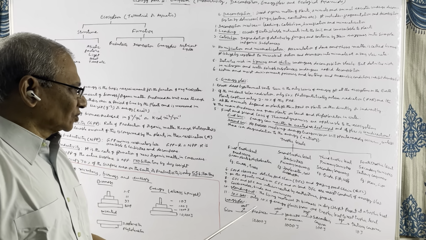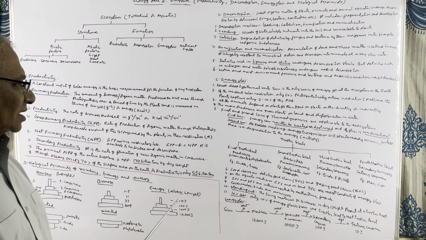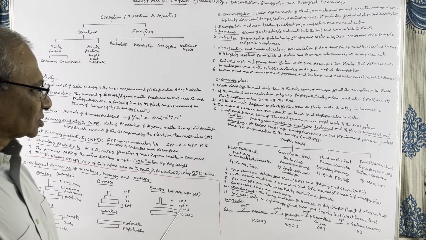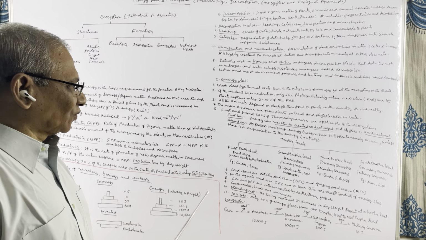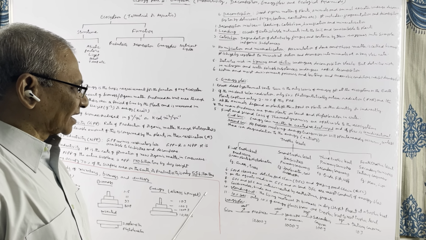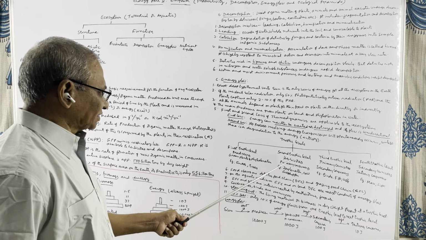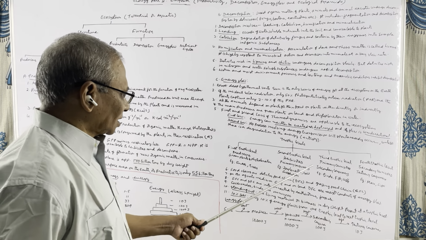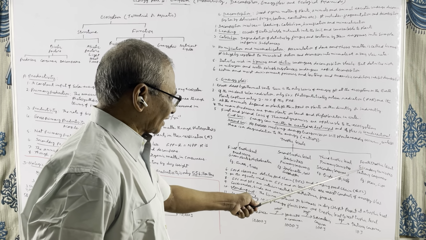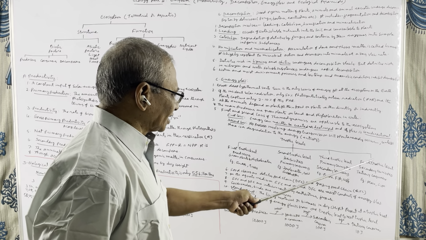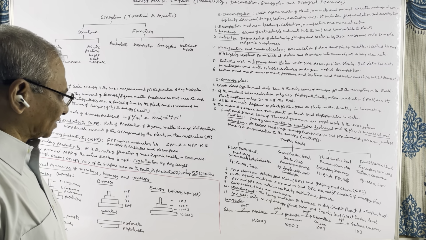So, there are four trophic levels. The first trophic level is occupied by the producers. The second trophic level is occupied by the herbivores. The third trophic level is occupied by the primary carnivores. And the fourth trophic level is occupied by the secondary carnivores. So, don't get confused. Herbivores means primary consumers. Primary carnivores are also known as secondary consumers. Secondary carnivores are also known as tertiary consumers. Remember these very carefully and also the examples.